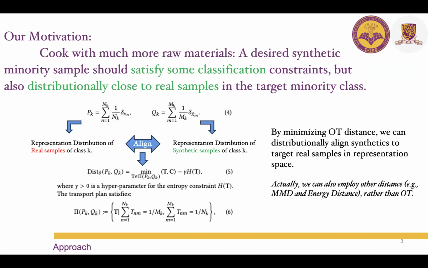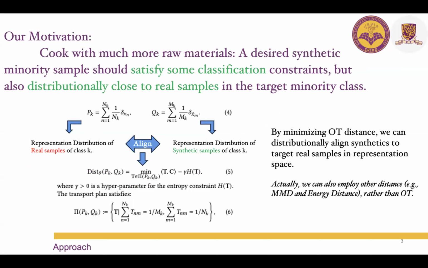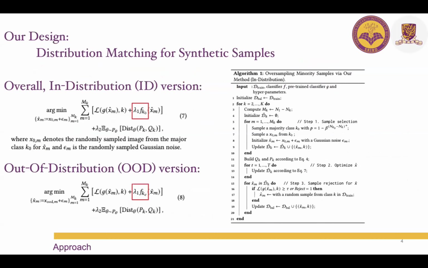Actually, we use optimal transport distance here, but other measures like MMD or energy distance could also be employed. We also have an in-distribution version, as shown in Algorithm 1, which minimizes a combined objective function. This function considers both the classification loss and the distributional differences.